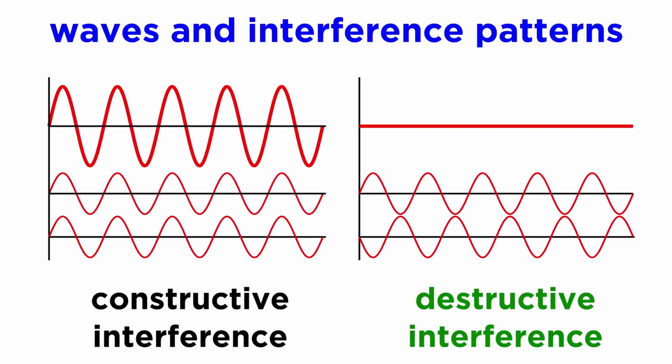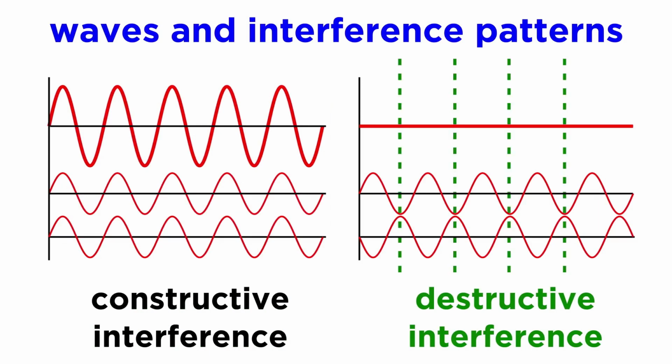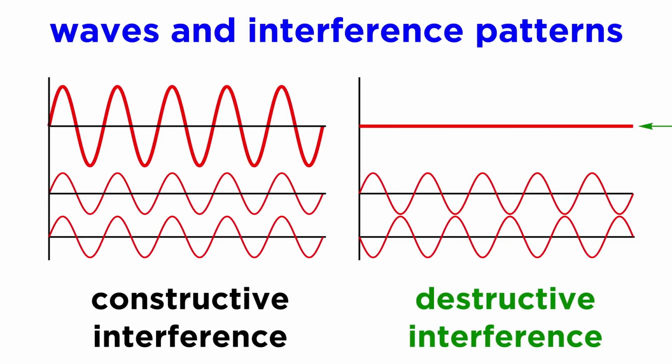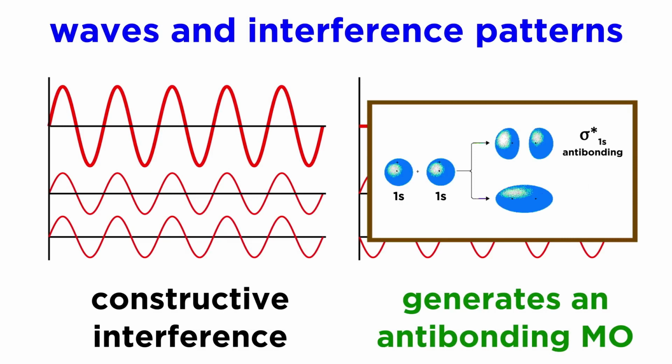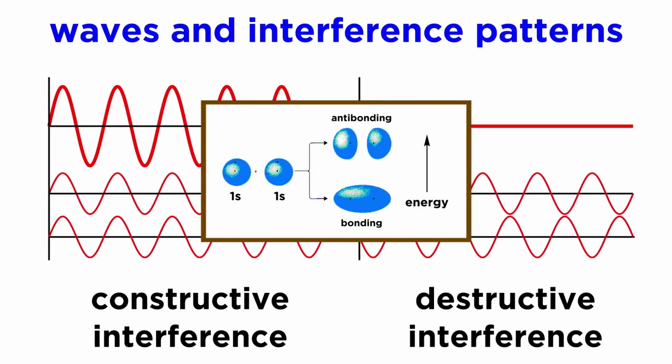There can also be destructive interference, where the peaks line up with troughs. This causes the amplitude to drop to zero, resulting in an anti-bonding orbital, like this sigma s star orbital. Here, there is a node between the nuclei, which weakens the bond. The bonding orbital is of lower energy and will thus be filled before the anti-bonding orbital.